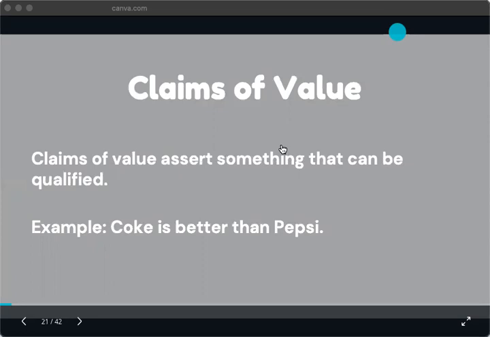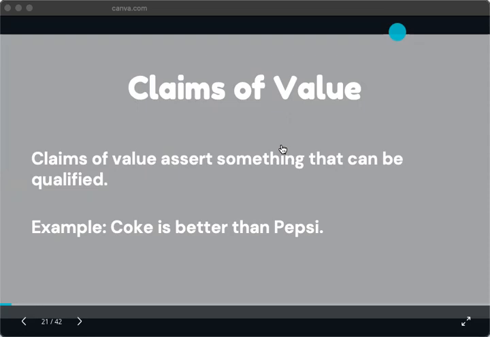Remember the definition of claims of policy. It posits that specific actions should be chosen as solutions to a particular problem. So when a text suggests a solution to a problem, then it may be a claim of policy.